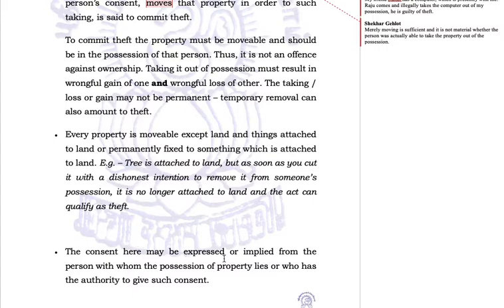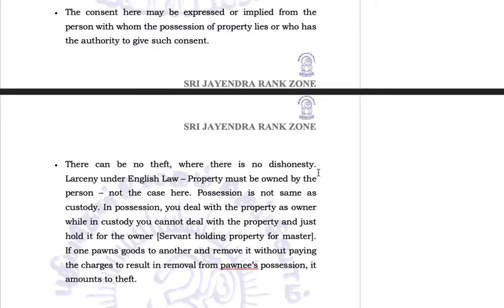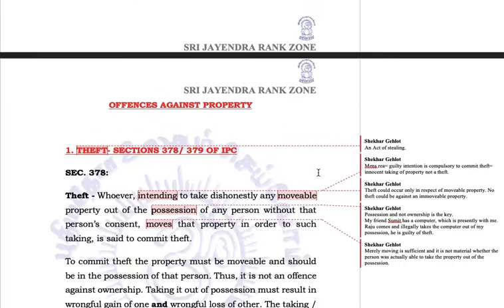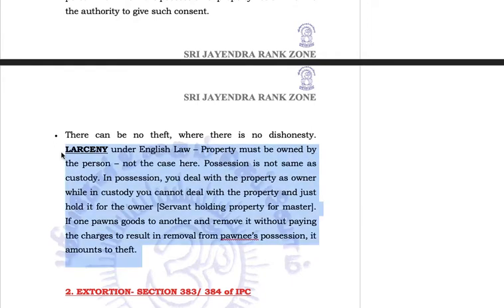The consent here may be expressed or implied from the person with whom the possession of property lies or who has the authority to give such consent. So consent of taking the property may be expressed or may be implied as well. There can be no theft where there is no dishonesty. That means, like we discussed, innocent taking away of property is not a theft. Theft is called larceny under English law. Property must be owned by the person. Now we are not going to English law.